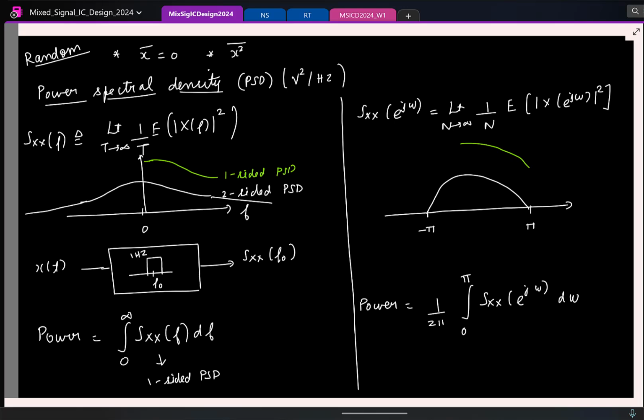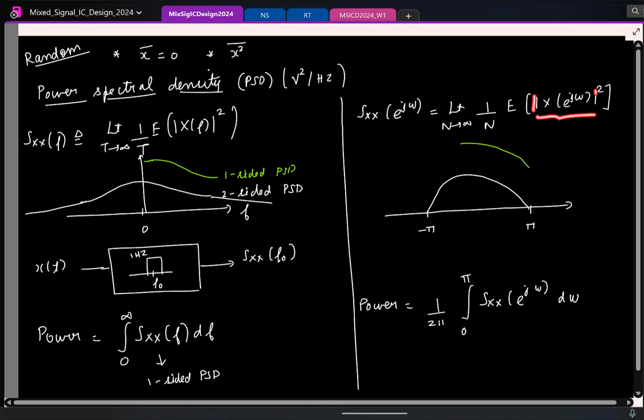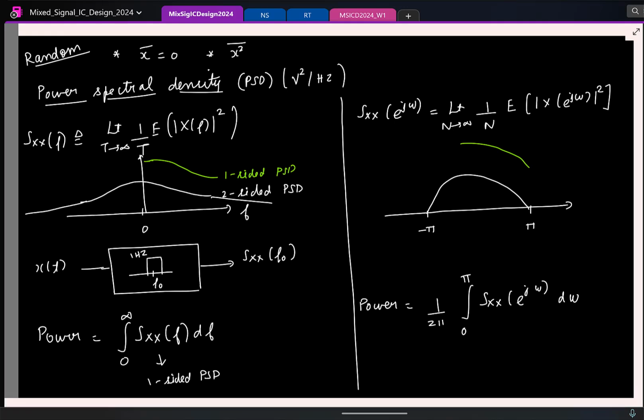Cool. So the bottom line, for discrete time signals, you take the discrete time Fourier transform, magnitude squared, and then do this multiple times and average it, scale it by the number of points for which you have observed the signal. That gives an estimate of the PSD, right? And I will show why you need to do averaging.